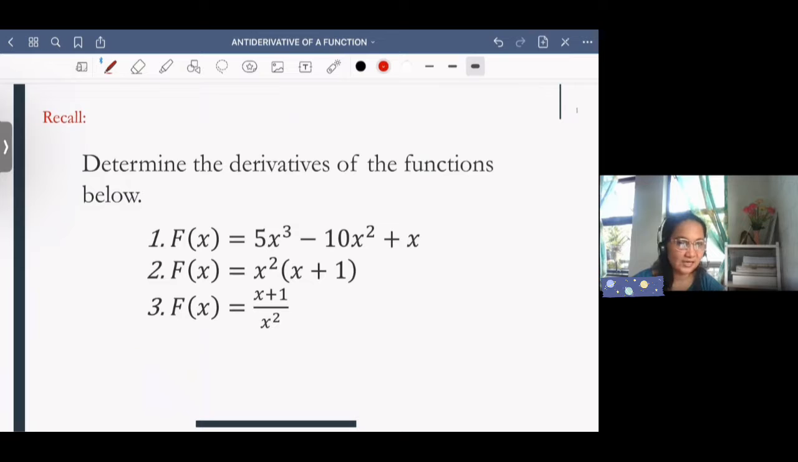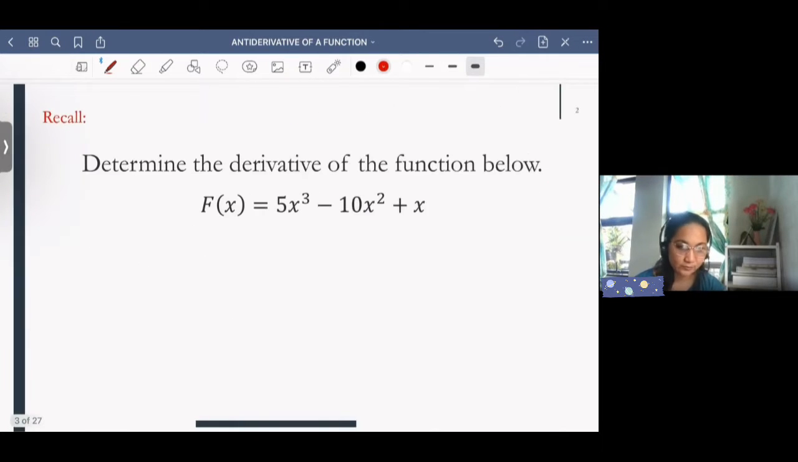Number one, we have f of x is equal to 5x cubed minus 10x squared plus x. Number two, f of x is equal to x squared times the quantity x plus 1. And number 3, we have f of x equals the quantity x plus 1 divided by x squared. So let's go to number 1.